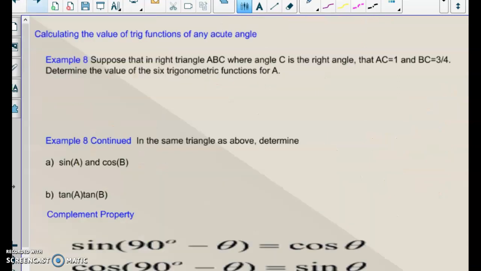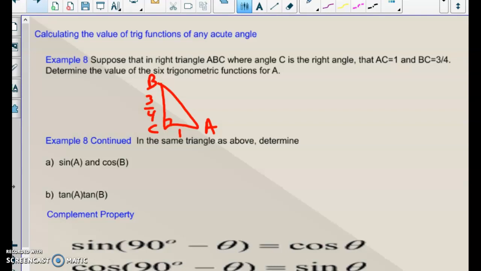So, calculating the value of trig ratios in any acute angle. Suppose that in a right triangle ABC, angle C is a right angle. So I'm going to just draw. We're going to say that C is the right angle, so I'm going to put that in there. And let's go with A and B for the other two. We know that AC is equal to 1 and BC is equal to 3/4. Determine the value of the 6 trig functions for A.